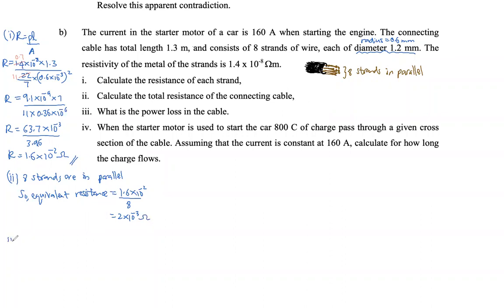Now Roman 3. What is the power loss in the cable? We know the equation for power loss is I squared R. So I squared is 160 into 160, multiplied by 2 into 10 to the power minus 3. When you multiply 160 and 160, it will be 25600. Into 2 is 51200. I am getting 51.2 watt.